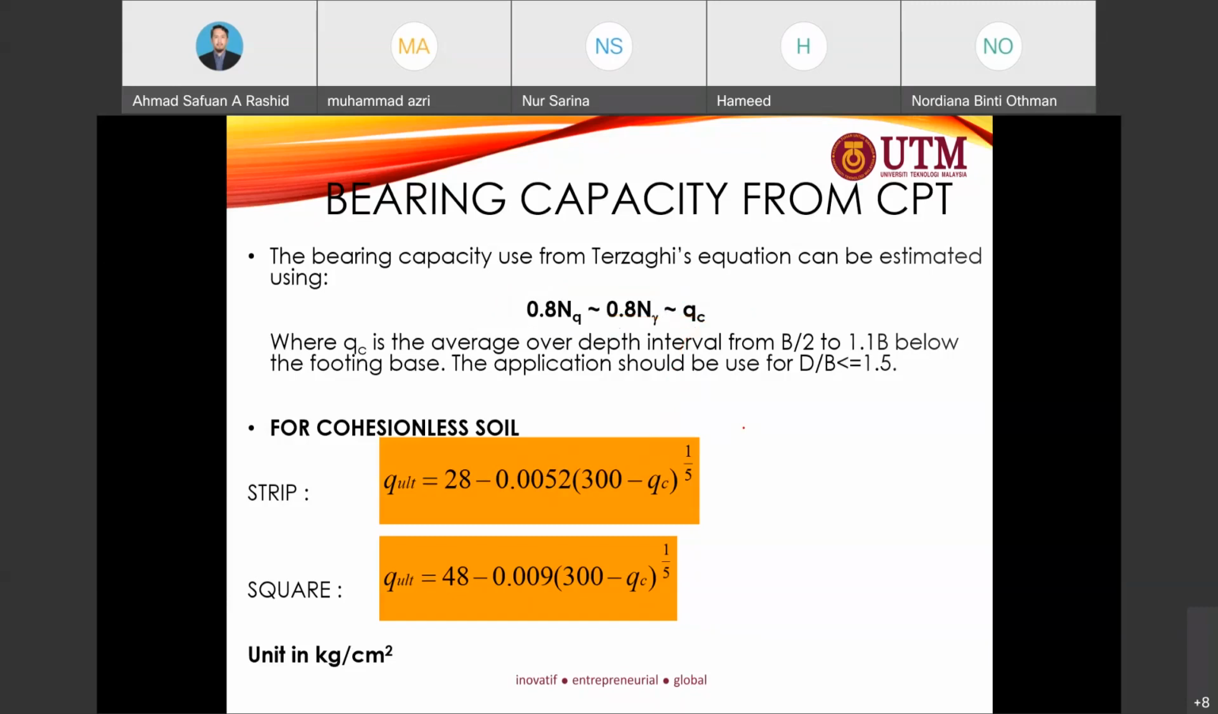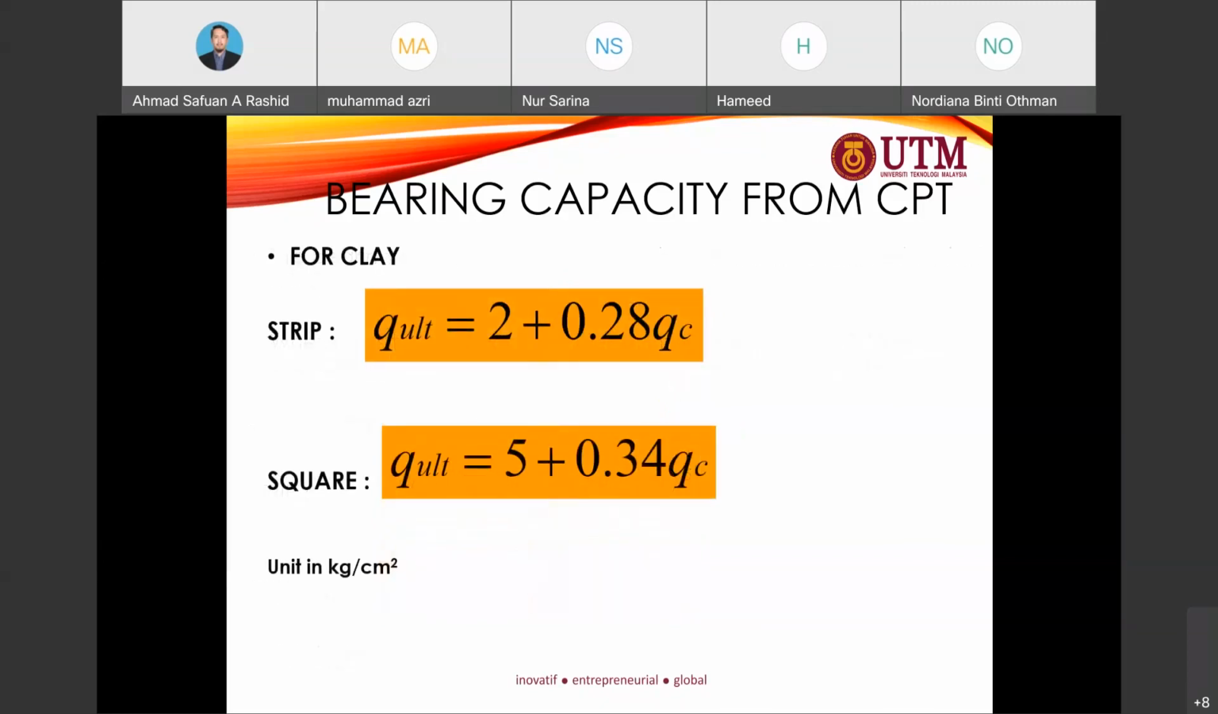So for the clay, this is the formula: 2 plus 0.28 QC for strip, and for the square QU equal to 5 plus 0.34 QC. So that is for the CPT.